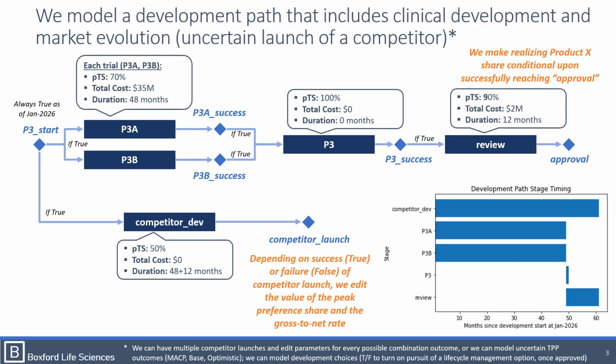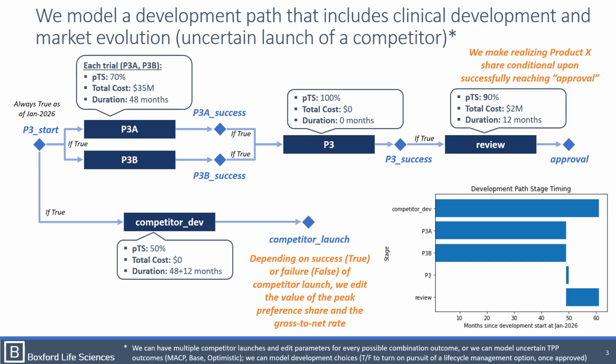When P3 begins, and it's true, that then would enable the start of these two stages, P3A and P3B, each of which carries its own probability of technical success, cost, and duration. If those are successful, then it sets the state immediately after that, P3A success, P3B success, to true. If it fails, it's false. We then have a stage that doesn't carry any risk or cost, but just requires that both phase 3A and phase 3B are both success in order for us to declare success overall in phase 3.